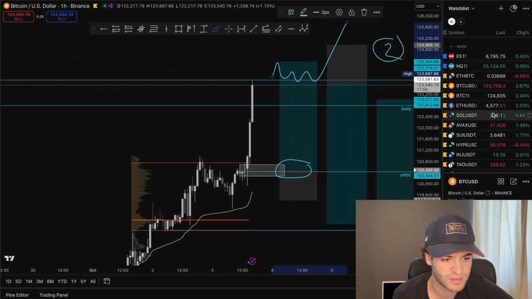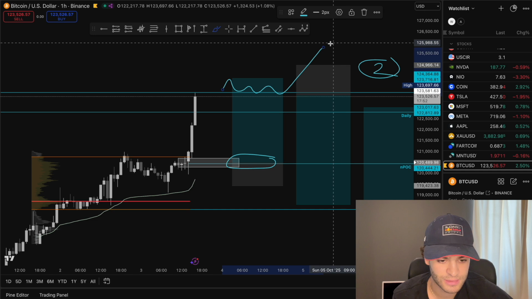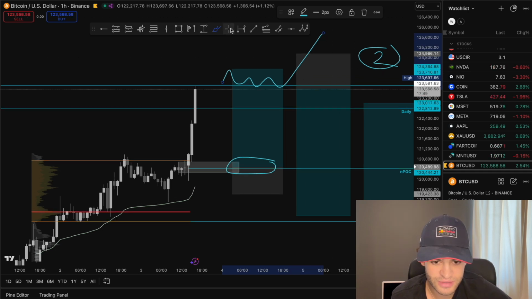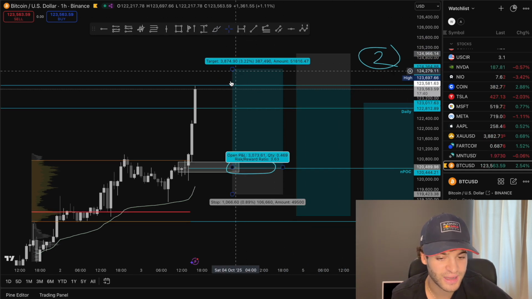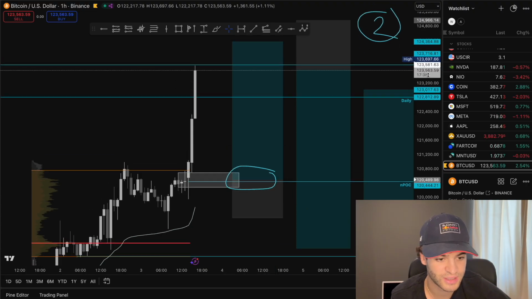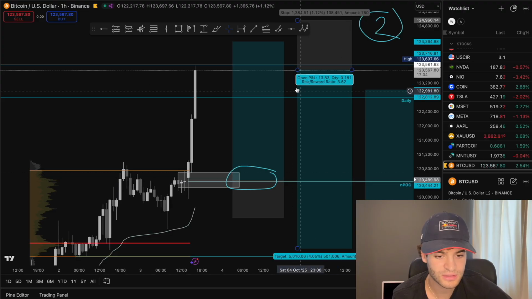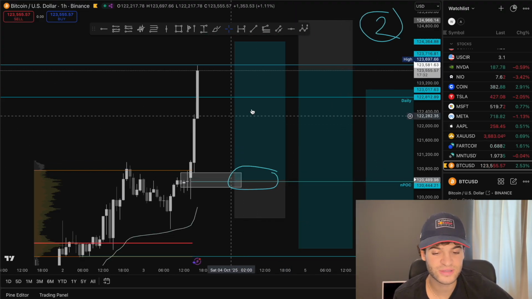I'm already positioned in my longs and honestly making a lot of money at the moment. But yeah, it's very, very simple. I don't need to be looking at the chart every single minute and seeing what price is doing. I simply have my alert here. I have my alert here. And I'm just waiting for some of these levels to be hit.